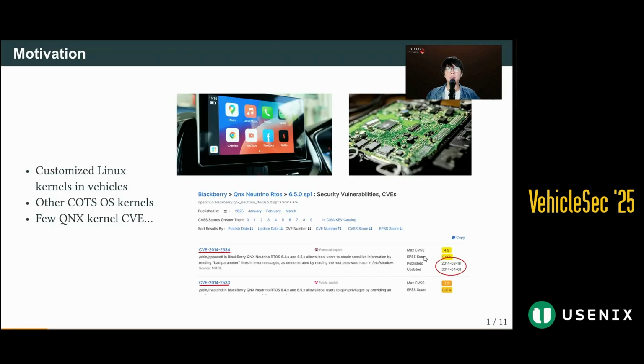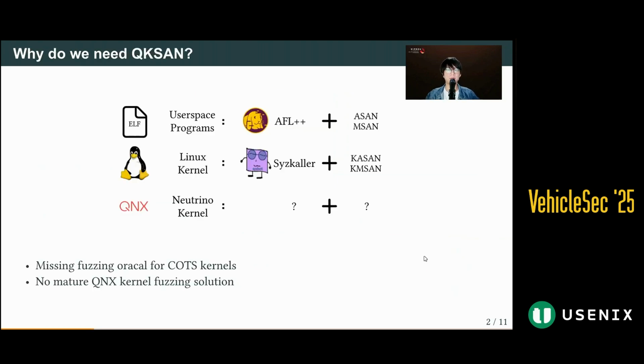As cars become increasingly intelligent, the code within components like IVI and ECUs has grown more and more complex, and these components are now equipped with operating systems such as Android, Linux, QNX, and FreeRTOS. However, in-vehicle kernels are often closed source or use highly customized Linux kernels, making it difficult to find bugs in them. For example, QNX, a widely used commercial OS in vehicles, has very few CVEs reported in recent years.